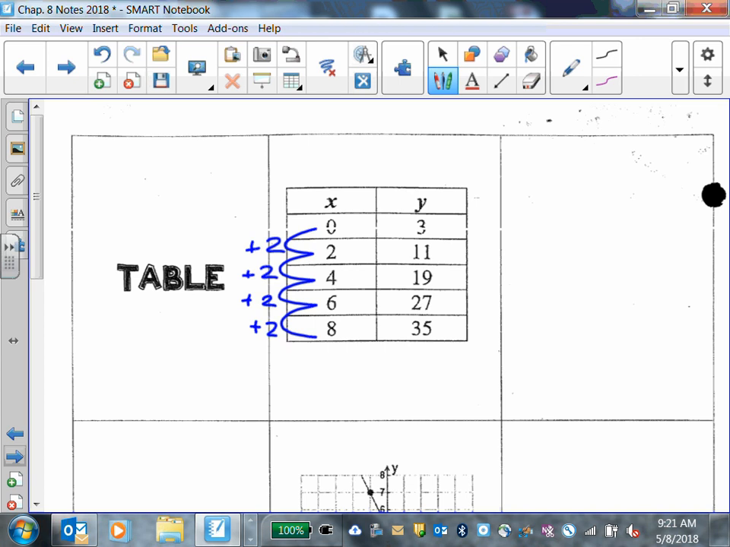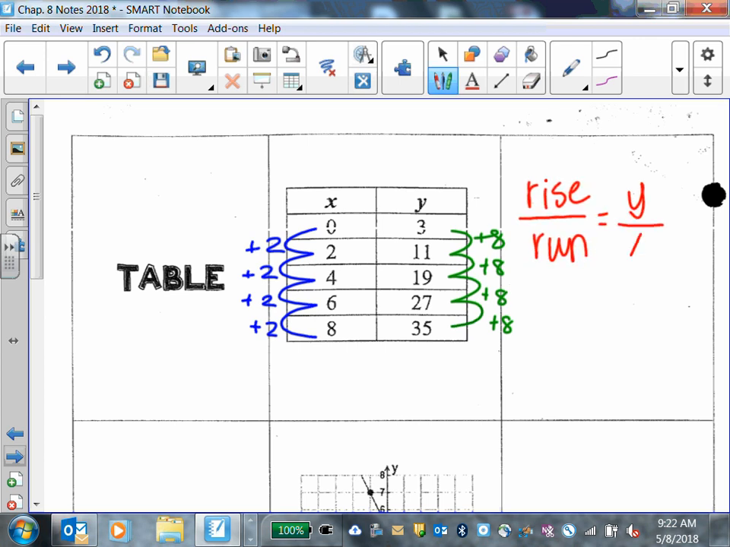I would be writing this down if I were you. Alright, and then your y's. How much are your y's moving? Raise your hand when you have an answer. How much are your y's moving? Sharman? 8. So plus 8, plus 8, plus 8, plus 8. Everybody with me? Everybody good so far? Alright, so we know slope is rise over run. We also know it's y's over x. Y's are always on top.